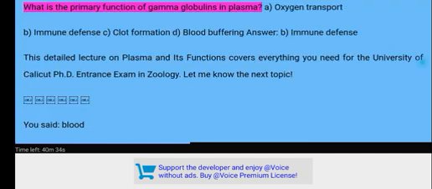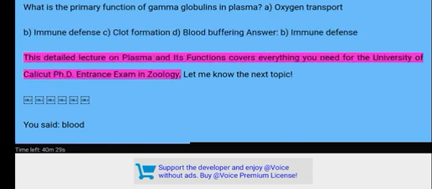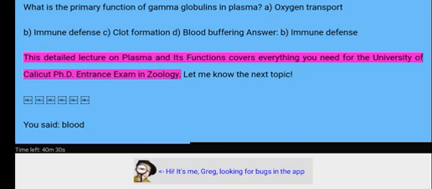Fibrinogen. What is the primary function of gamma globulins in plasma? A. Oxygen transport. B. Immune defense. C. Clot formation. D. Blood buffering. Answer: B. Immune defense. This detailed lecture on plasma and its functions covers everything you need for the University of Calicut PhD entrance exam in zoology.